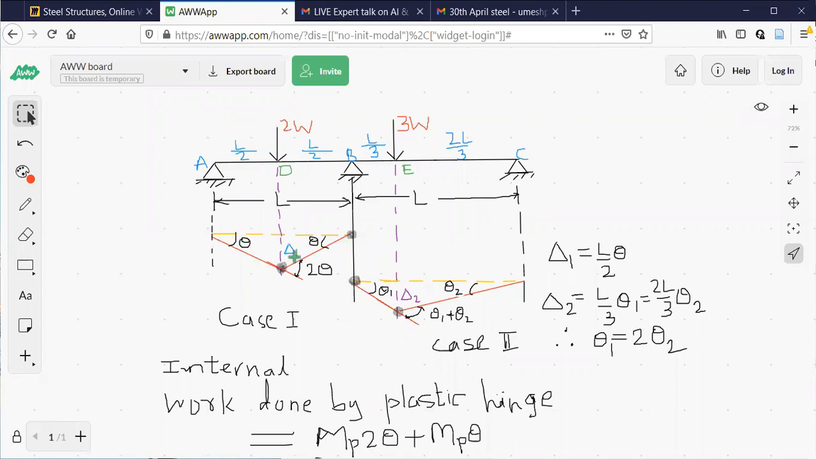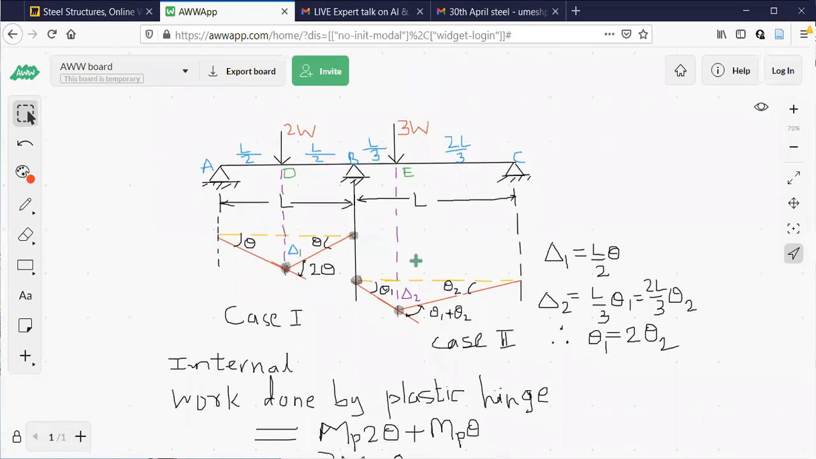So delta 1 is the displacement due to the force applied, W. 2W is the force, delta 1 is the displacement. So the work done by the external force is 2W into delta 1, force into displacement.